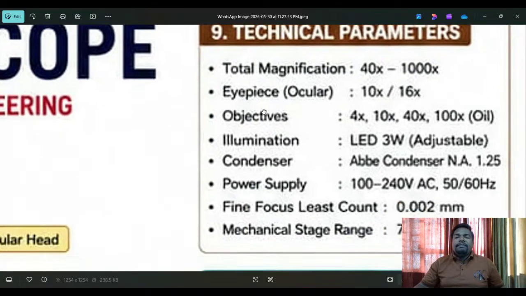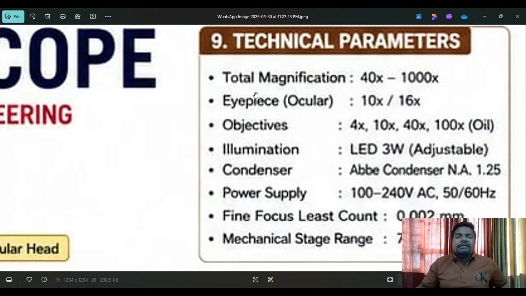Now come here: technical parameters. These all relate to the binocular microscope. If you take any binocular microscope, what I am explaining and showing are very common things, which is why I chose to explain in this way. Total magnification is 40x to 1000x. This depends on the laboratory, which chooses the equipment it uses. Few laboratories do not require it, so 40x, 100x and 10x are mostly available.